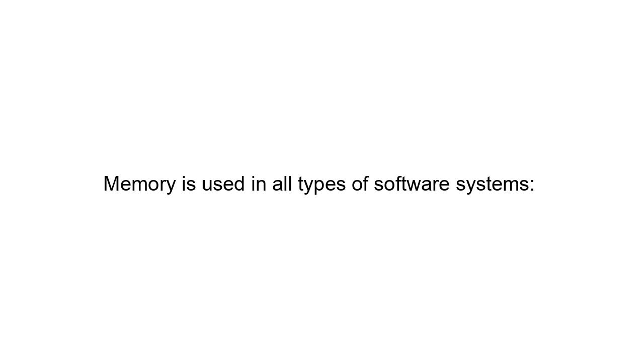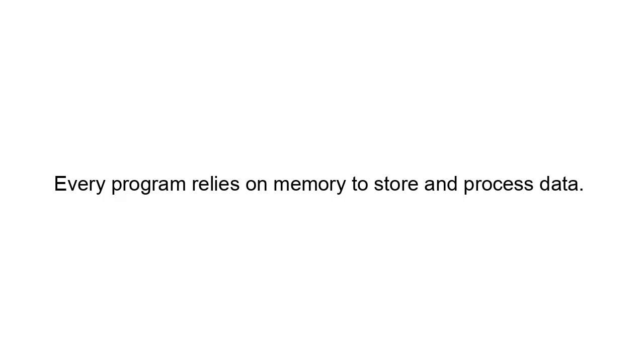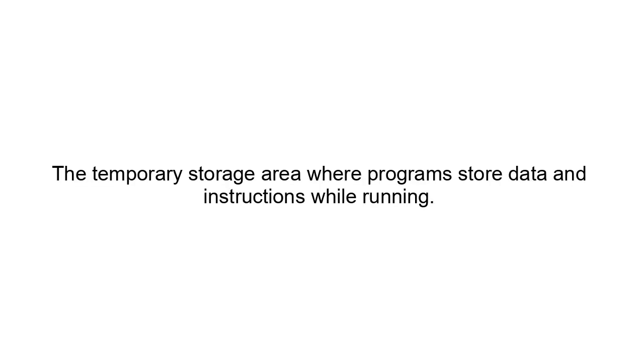Where memory is used. Memory is used in all types of software systems: operating systems, web applications, mobile apps, games, artificial intelligence systems, database systems. Every program relies on memory to store and process data. Simple definition. Memory in programming: the temporary storage area where programs store data and instructions while running.